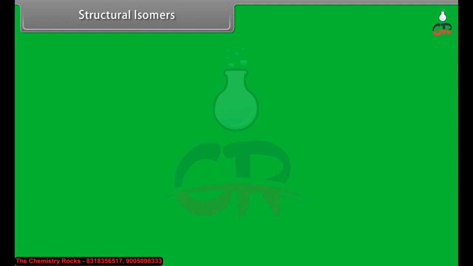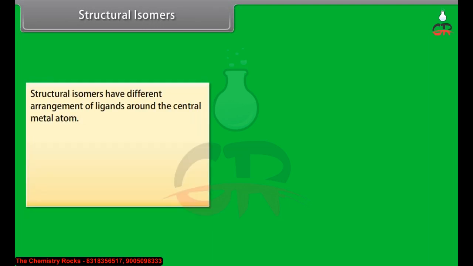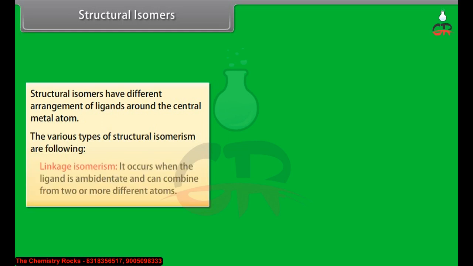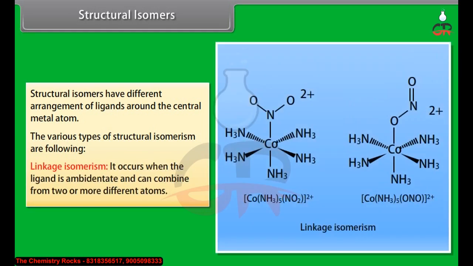Structural isomers. Structural isomers have different arrangements of ligands around the central metal atom. The various types of structural isomerism are the following. Linkage isomerism. It occurs when the ligand is ambidentate and can bind through two or more different atoms.